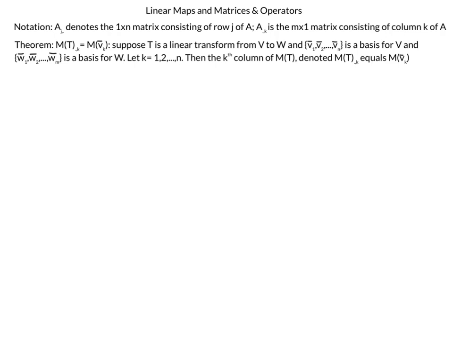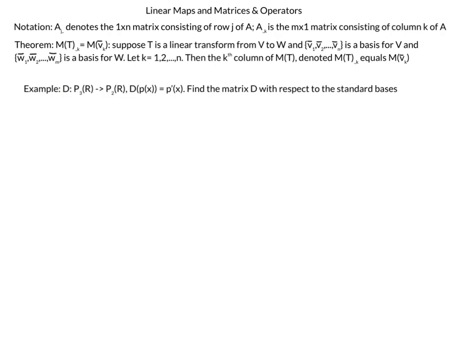Before we do a proof, I'm going to do a quick example, and I'm going to bring back an example that we did in a previous video. That's the linear transformation from polynomials of degree 3 or less to the space of polynomials of degree 2 or less. And our transformation was D for differentiation. So D of p(x) is equal to p'(x). And we found the matrix D with respect to the standard bases. So the first thing I'm going to do is write my standard basis for P3, which is 1, x, x squared, x cubed, and my standard basis for P2, which is 1, x, x squared.